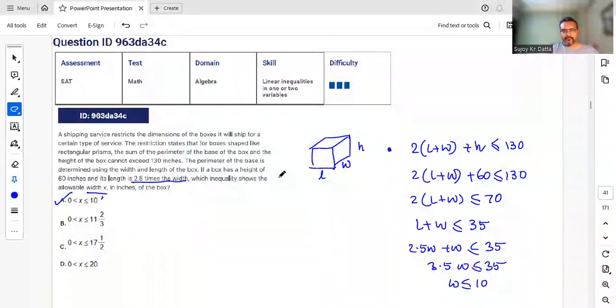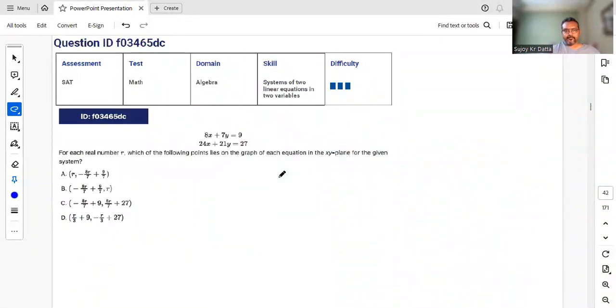Let's go to the next one. So here I've got two equations. And they're saying for each real number R, which of the following points lies on the graph of each equation in the XY plane for the given system? So that means they're saying the general forms of the coordinates, okay? The general form should be in this. So if I take X to be R and Y to be this, is this going to satisfy both? Or this? Or this?